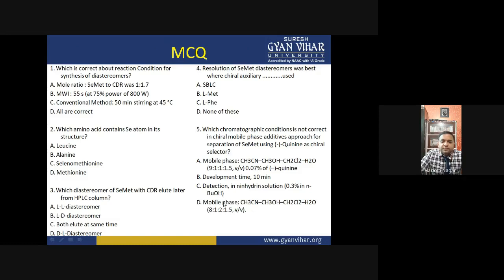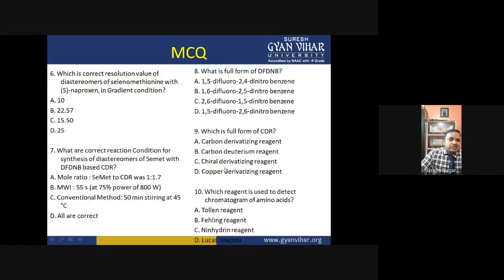So this is the correct option. This is actually an incorrect statement, or you can say an incorrect condition of the resolution. Now, which is the correct resolution value of diastereomers of methionine with the CDR in gradient condition? So this was 22.57. You have already seen it in the table.